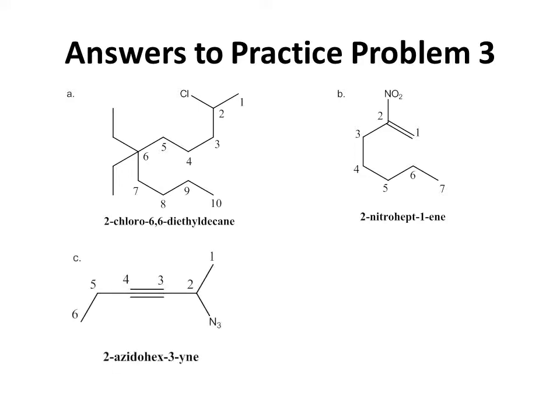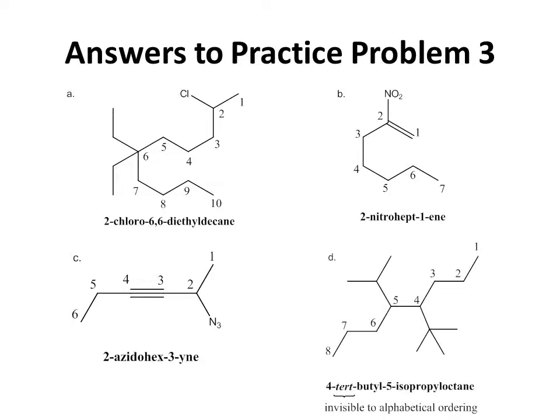In part C, the longest carbon chain containing C triple bond C has 6 carbons. C triple bond C begins at position 3, and there's an azeto group at position 2. Note we count from right to left because we're going to get position 3 to be the numbering for C triple bond C in either direction, but we can give a lower number for the substituent, the azeto group, if we count from right to left. So we do that. That gives us the name 2-azeto hex-3-ine.